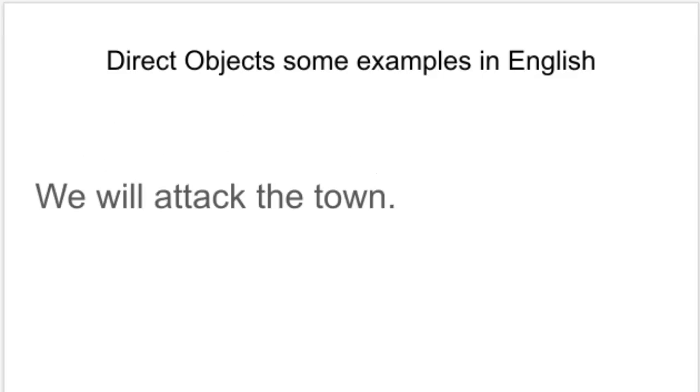Another example. We will attack the town. In this sentence, the subject is we, and the verb is will attack. It's in the future tense. The word will lets us know that it's in the future tense. Who or what will we attack? We will attack the town. That's our direct object. It's what's receiving the action.